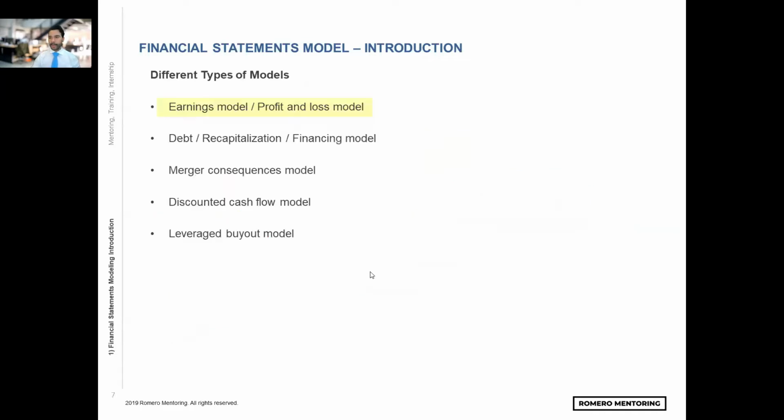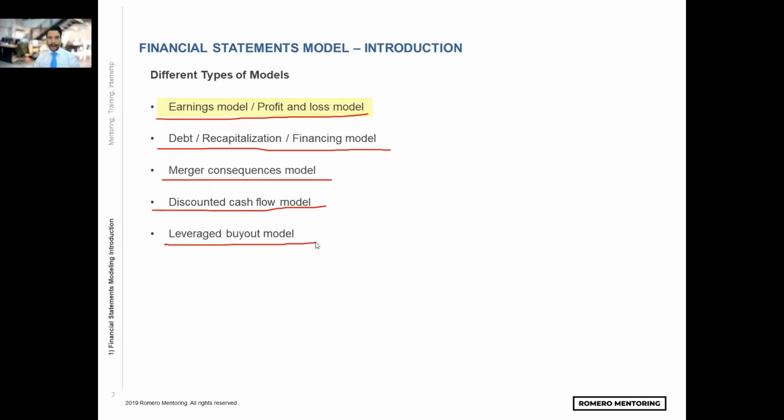Okay. Now, how many different types of financial models are there? There's a couple. The one that we're going to focus on in this particular lecture is an earnings model, okay? Profit and loss, which covers the income statement, the balance sheet, and the cash flow statement. Other models are the recapitalization financial model, and merger consequence models when companies are engaging in mergers and acquisitions. Discounted cash flow modeling, this is the DCF, to determine the valuation of a business.